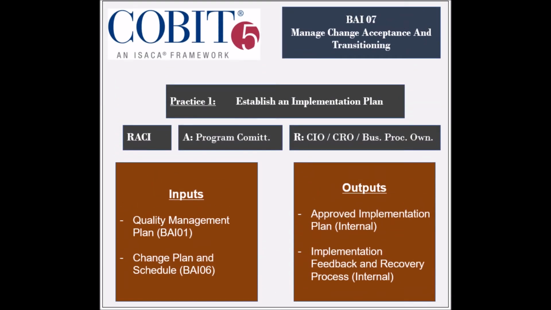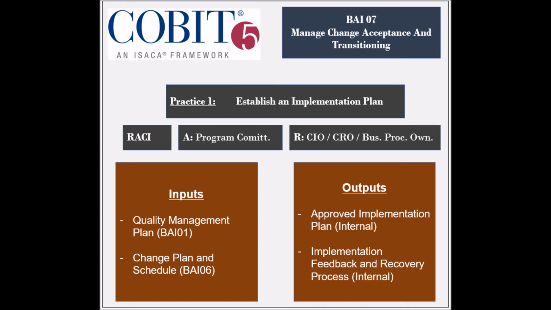The process has 8 practices, and the first practice is to establish an implementation plan. The entities that are responsible for this practice include the business process owners, the chief risk officer, and the chief information officer. The entity that is held accountable is the program steering committee. The practice receives 2 inputs, which are the quality management plan from the BAI1 process, and the change plan and schedule from the BAI6 process.